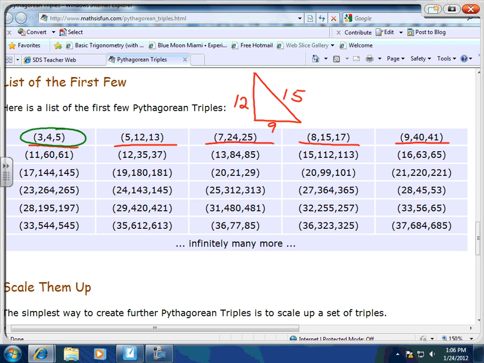3 times 3 is 9. 3 times 4 is 12. 3 times 5 is 15. It's the power of knowing the triples. Now, you want to go home and not even look at this? That's fine. You're going to still be able to do it.